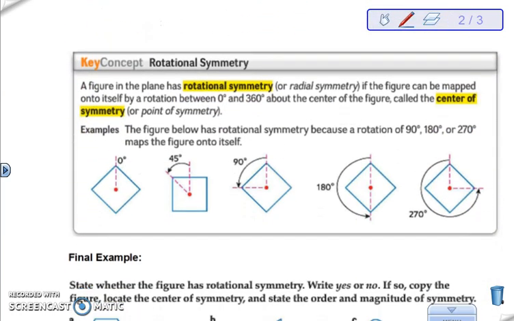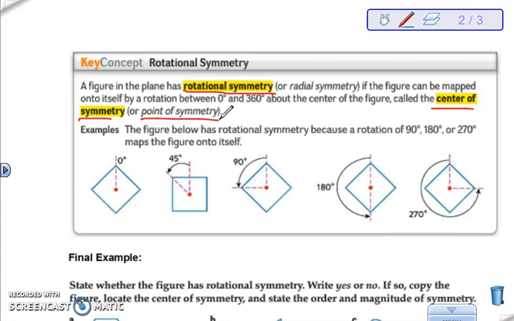Finally, rotational symmetry. So this basically means that you can take the figure and rotate it in such a way that you wind up with the same figure. So the center of symmetry, or the point of symmetry, is basically at the middle of the figure. That's where we're going to rotate around to create our identical figure.